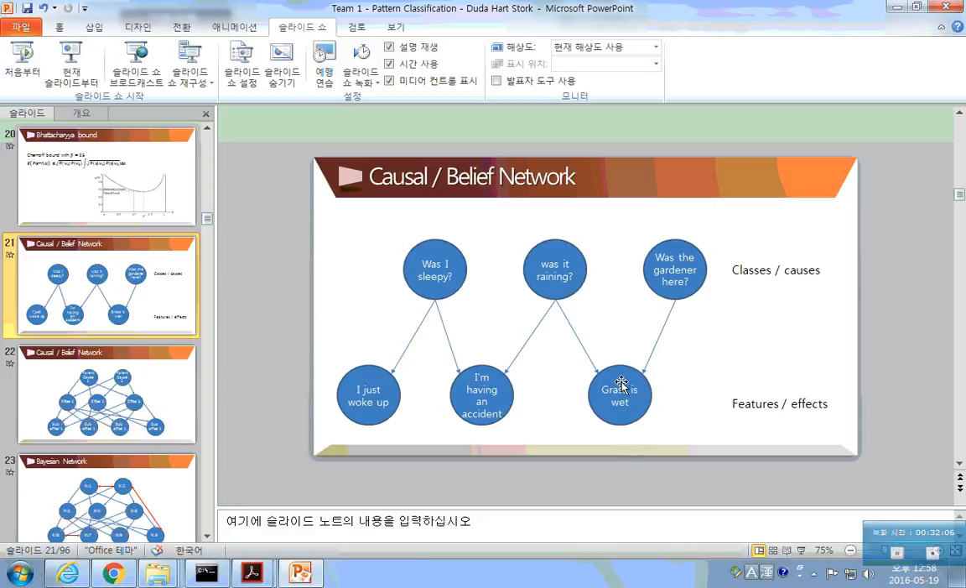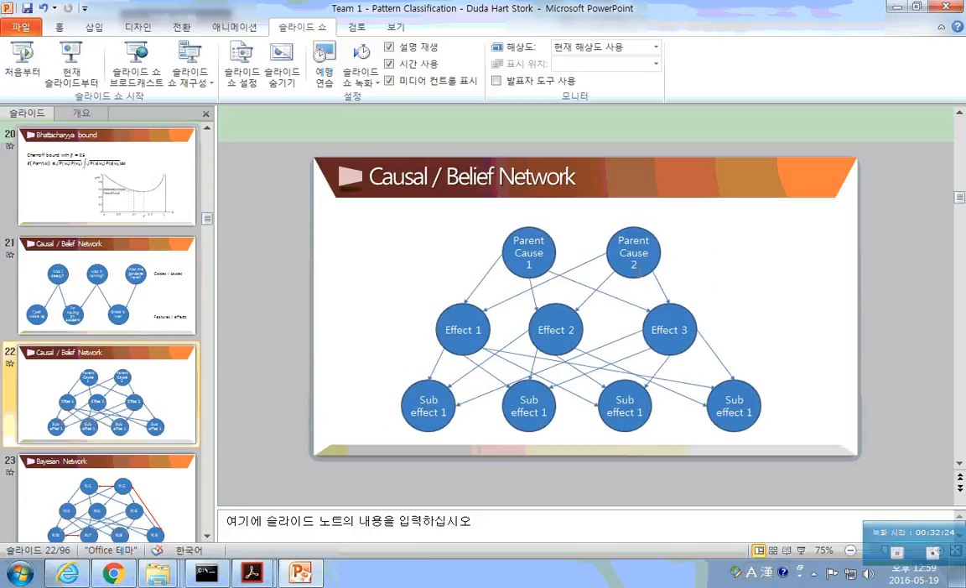For example, if the grass is wet, this means probably it was raining, or the gardener was here, one of these two. If I measure that I had an accident and the grass is wet, then maybe it was raining, and just because of that I had an accident. So from the effects, we can infer what causes it. This is called a belief network. We can form it with parent causes, effects, sub-effects, and so forth.